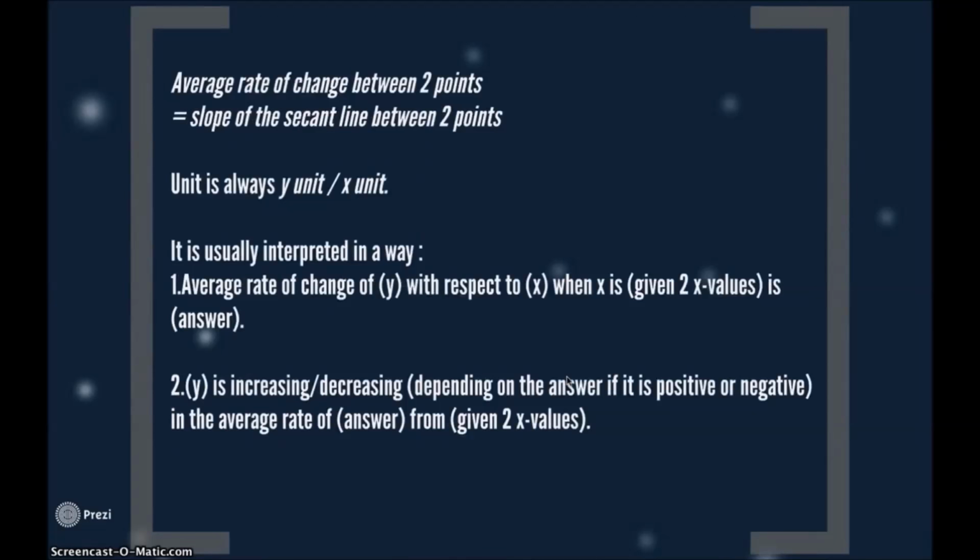The average rate of change between 2 points is equal to the slope of the secant line between 2 points. The unit will always be y unit over x unit. It is usually interpreted as the average rate of change of y with respect to x when x is given two x values. Or y is increasing or decreasing depending on whether the average rate of change is positive or negative, from the given two x values.